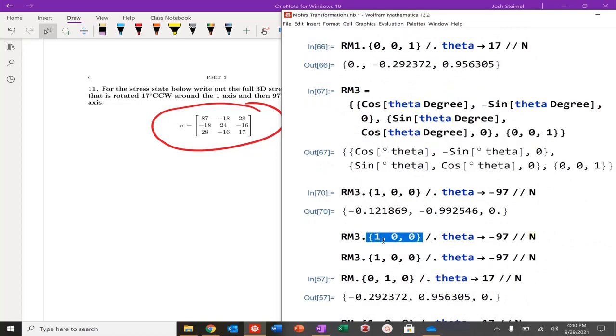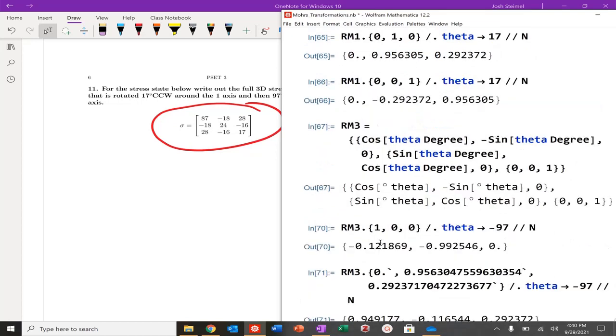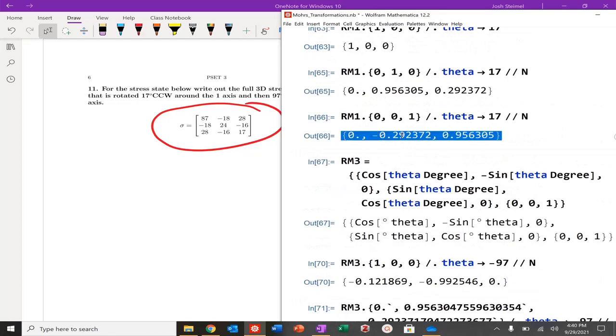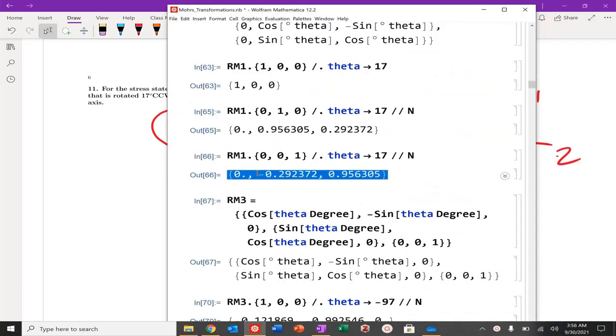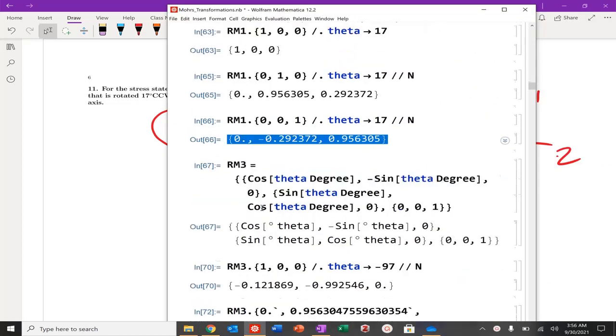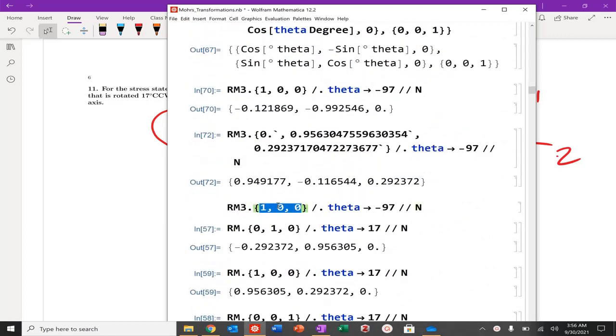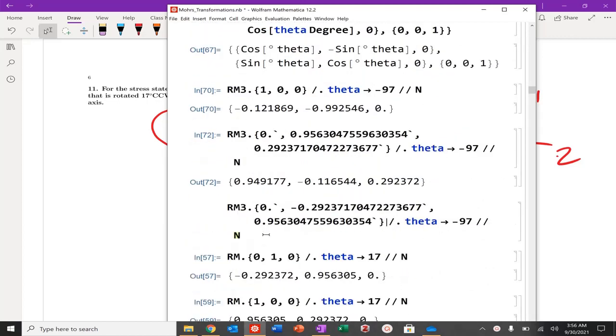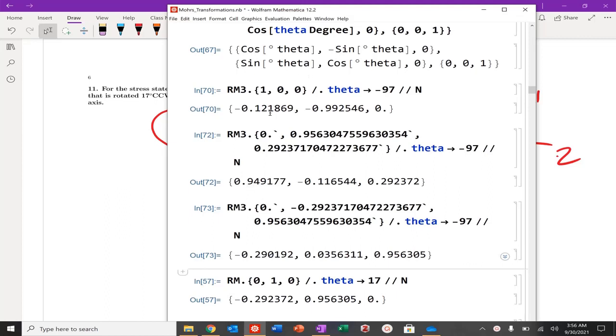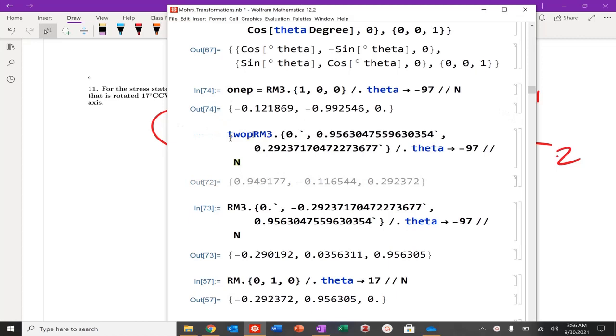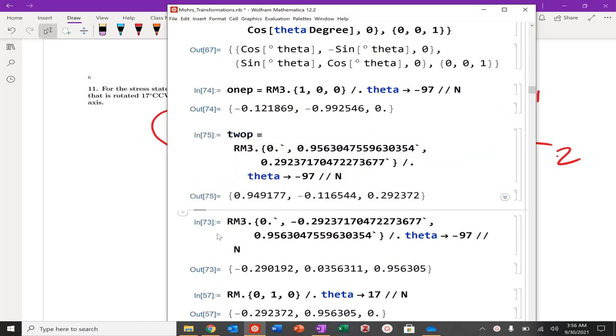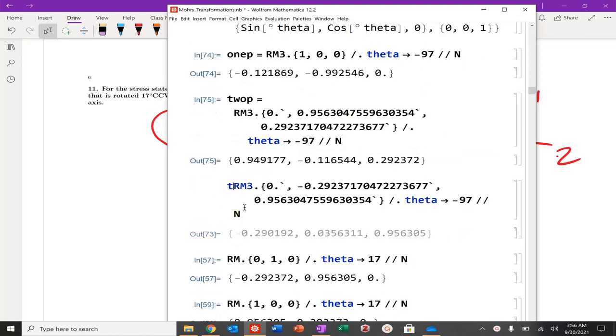So there's my 2 prime. I got that, and then my 3 prime will be right here. To get our 3 prime, we're going to take this and plug it right into here, and then 1 prime, 2 prime, 3 prime. So we've got our vectors. I'm going to do 1 prime equals this, 2 prime equals this, and 3 prime equals this.